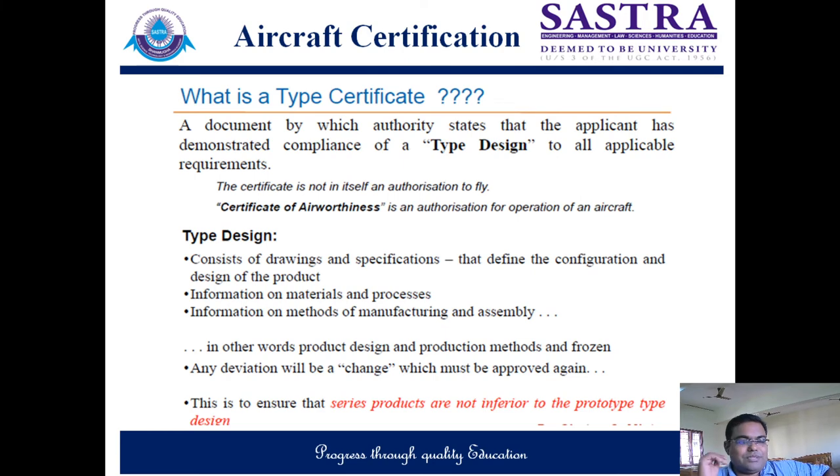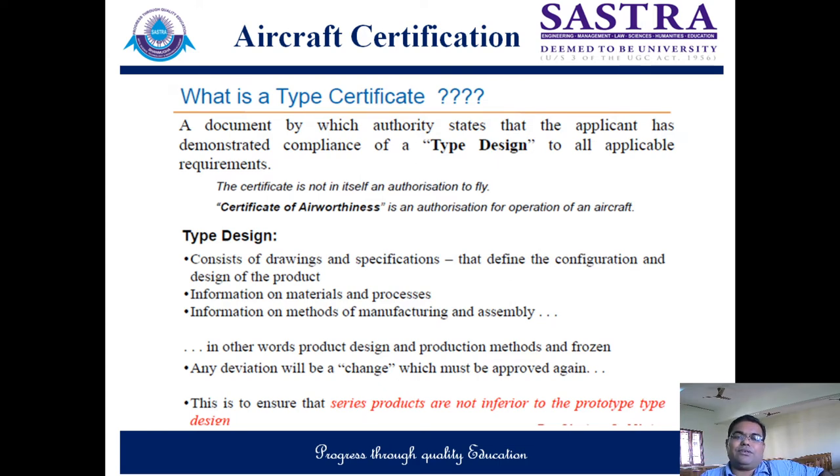So what is the type certificate? Basically it is a document by which the authority states that the applicant has demonstrated compliance of a type design with all applicable requirements. The certificate is not itself an authorization to fly. This is just a preliminary certificate. The certificate of airworthiness is required to make your aircraft go for flying.